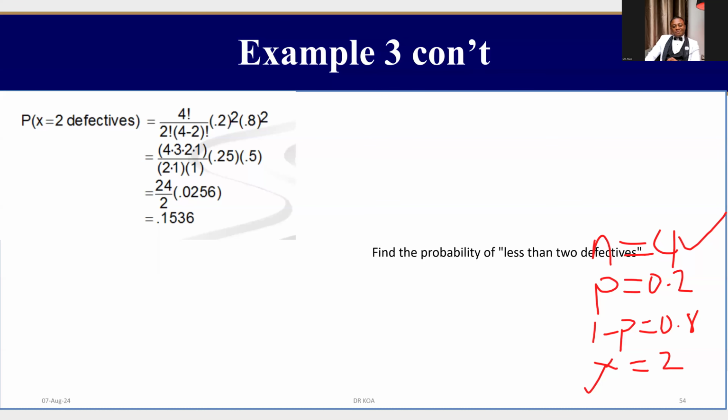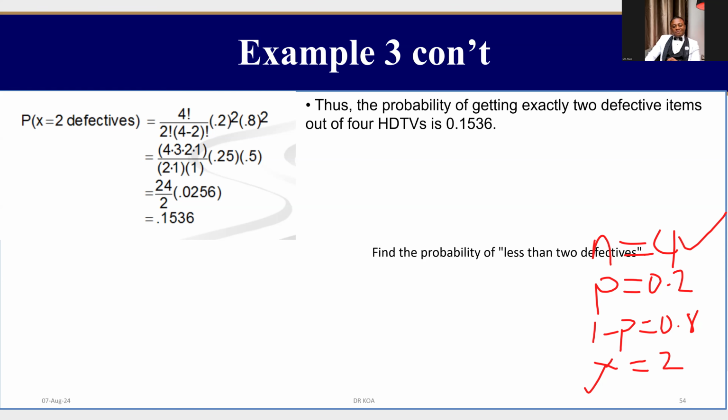Now watch it. It said exactly 2. It didn't say more than 2. So it's very important to notice words like that. Exactly 2 is different from what you know. All right. Let's go to the next one.